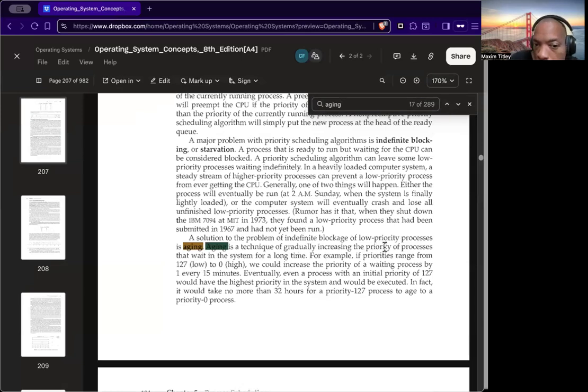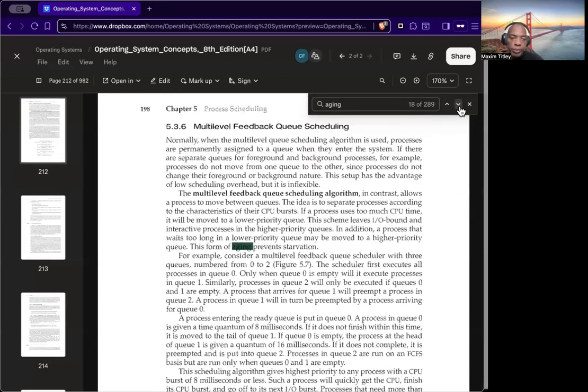Aging is a technique of gradually increasing the priority of processes that wait in the system for a long time. This would keep starvation from unfolding because the process that waits longer has a very great likelihood of increasing its priority over time, which means that it's more likely to run than later processes that come in, even the ones that have high priorities. All right, so that's one way to defend against that indefinite blocking.